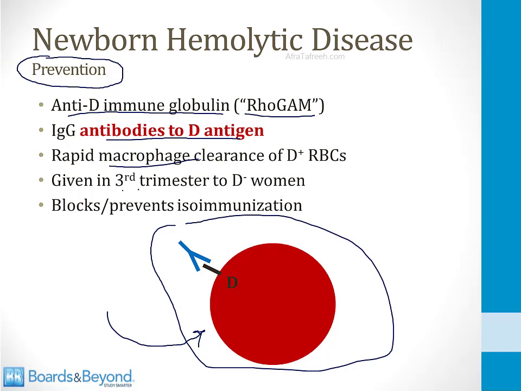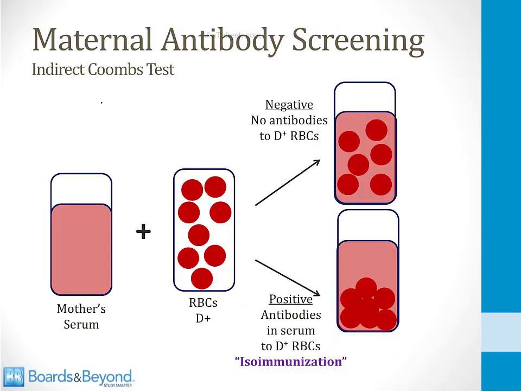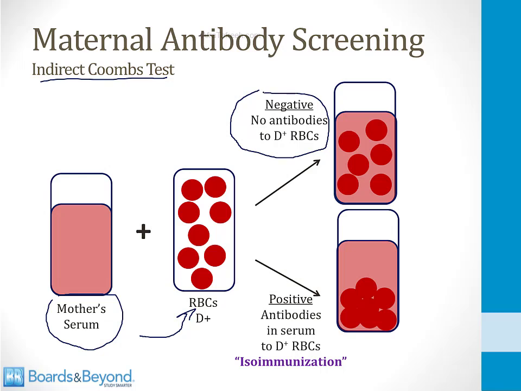This is given in the third trimester to women who are D negative to prepare them for delivery, and it blocks and prevents isoimmunization at the time of delivery. You can screen mothers who are D negative for antibodies to the D antigen using the indirect Coombs test. Recall that in the indirect Coombs test, you begin with the patient's serum, in this case the mother's serum, and you mix that with red blood cells, and in this case it's mixed with red blood cells that are D positive.